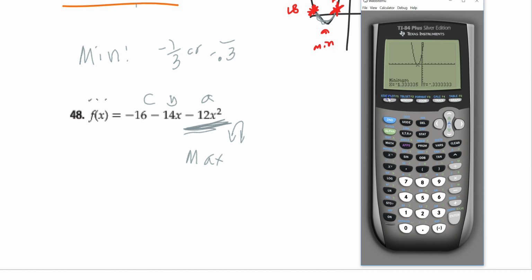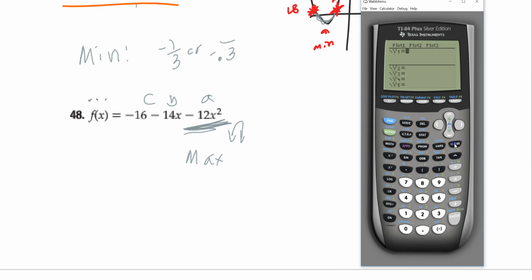So y equals negative 16 minus 14. Notice again, I put a negative when it's the first number in the thing I'm typing in. I put a subtraction sign when it's in between things. Then minus 12 x squared. Hit graph. I want to show you this on purpose because when I graph it, I don't see anything. This graph is not a normal viewing window, so I've got to fix my viewing window.